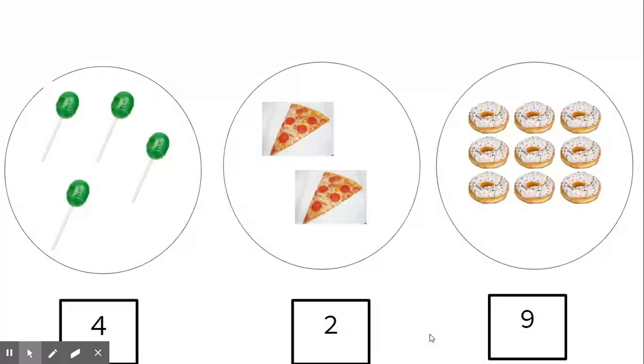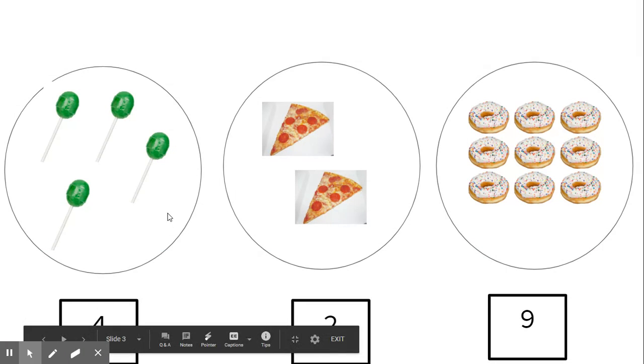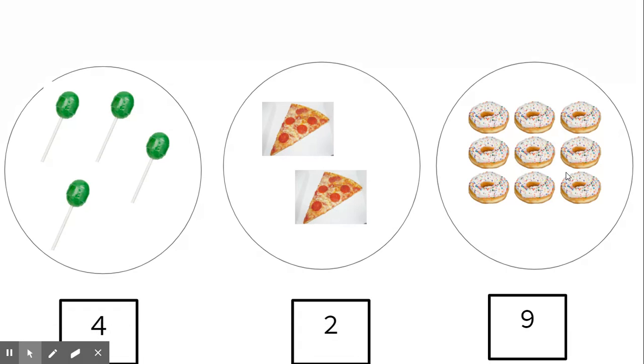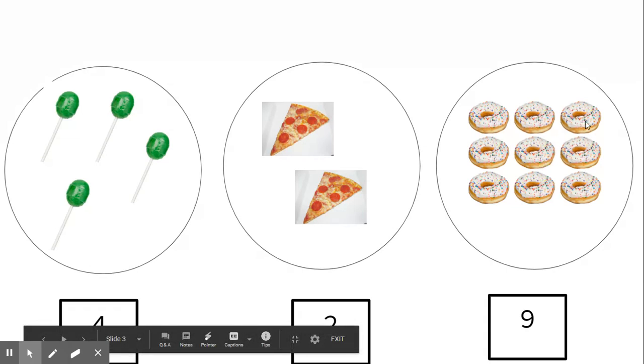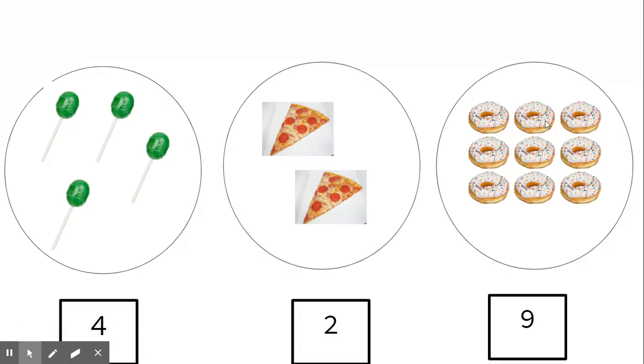All right. Let's look at what we have. So we have some lollipops. We have some pizza and we have some donuts. Okay. Now, by looking at each group, okay, looking at the sets of objects, which set of objects has the most or has more or has greater? Is it the lollipops, the pizza, or the donuts? It is the donuts, okay? The donuts has the most or it has more or it's greater. Okay, it's greater than the set of pizzas and is greater than the set of lollipops because it's more.